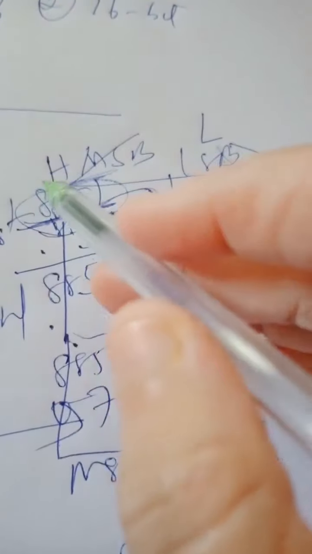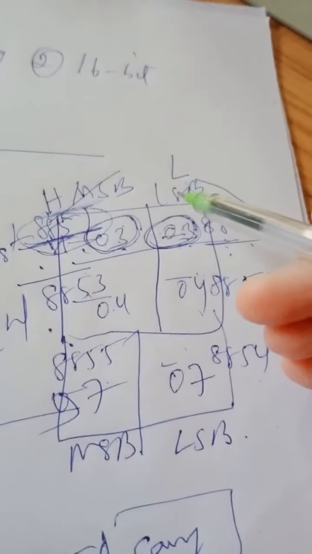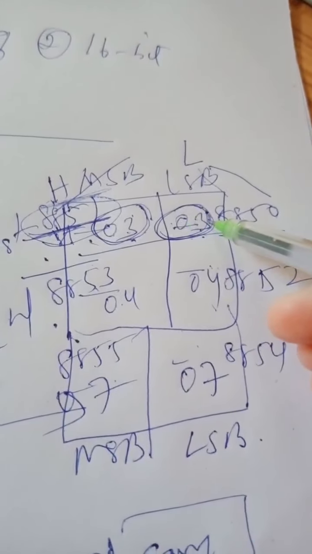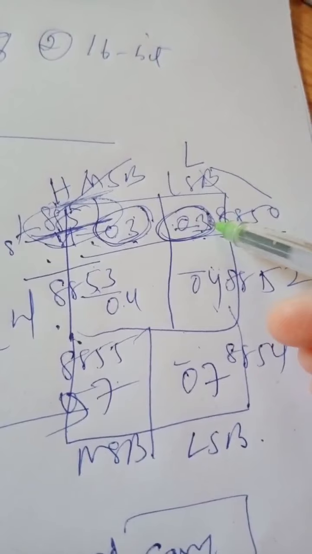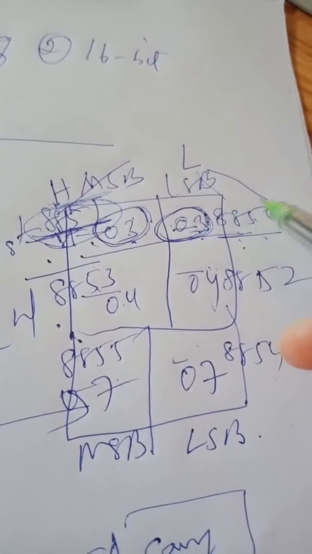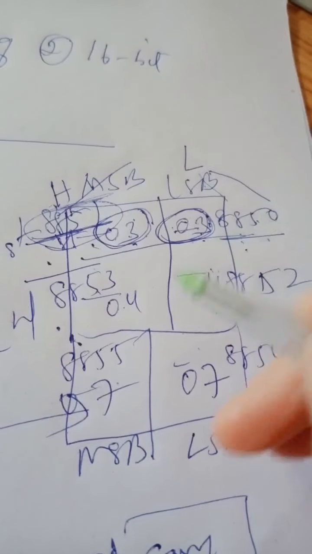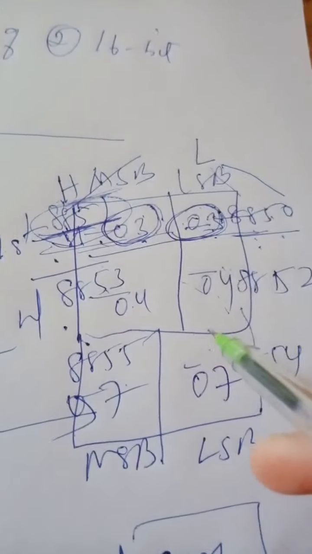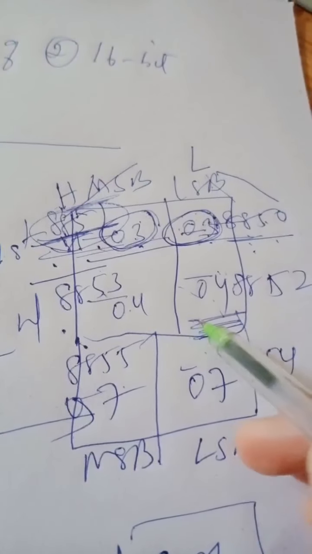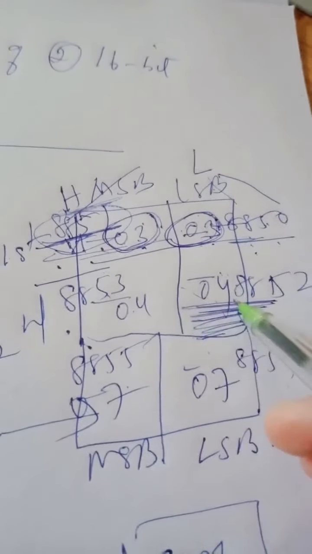Okay, H is pointing to which memory location? 8851. L is pointing to which memory location? 8850. Okay, so LSB of the first number is this, MSB of the first number is this, then MSB of the second number is this, LSB of the second number is this, and which is pointing to where? 8852, and this is 8853.